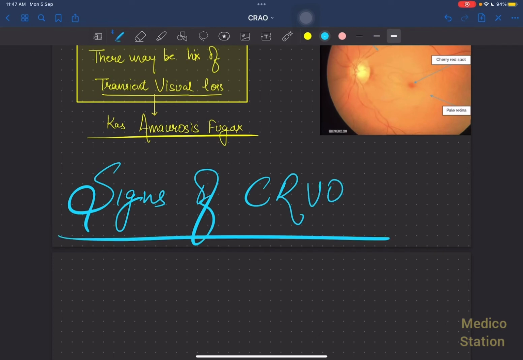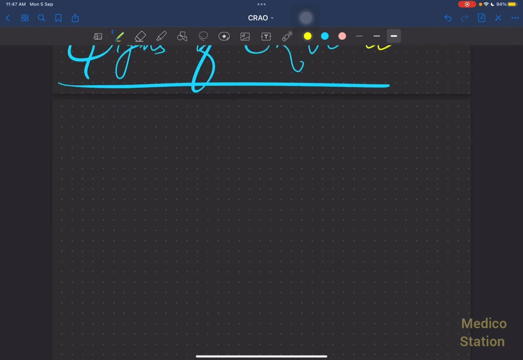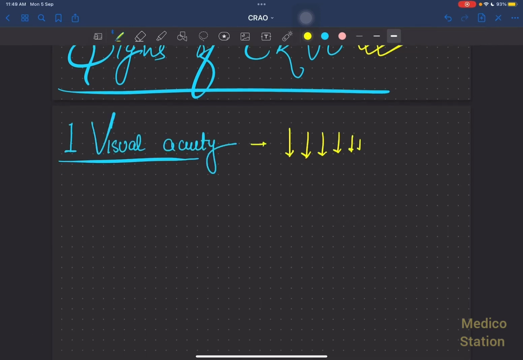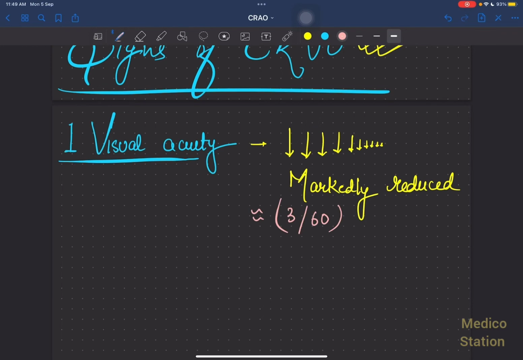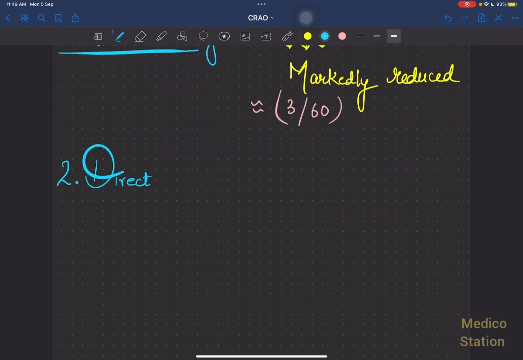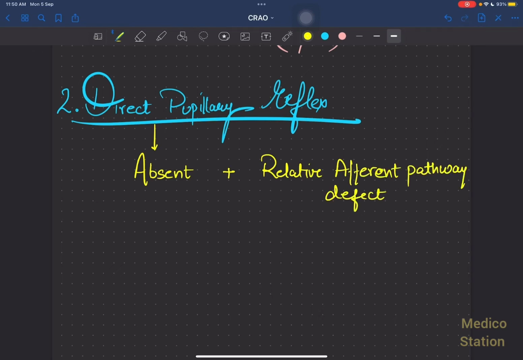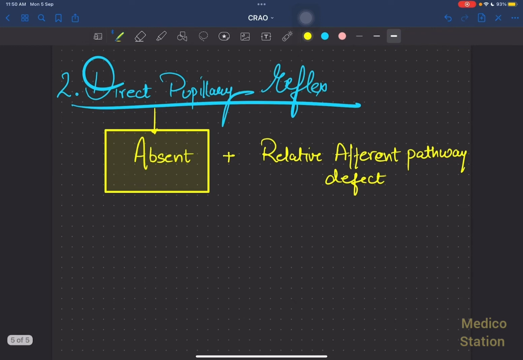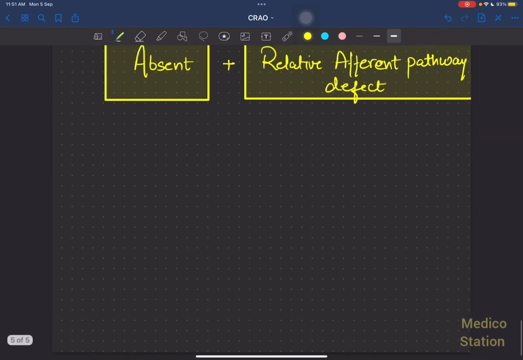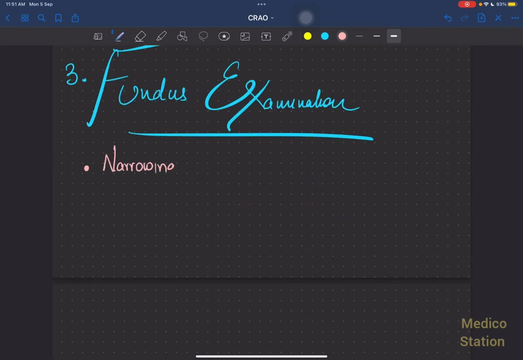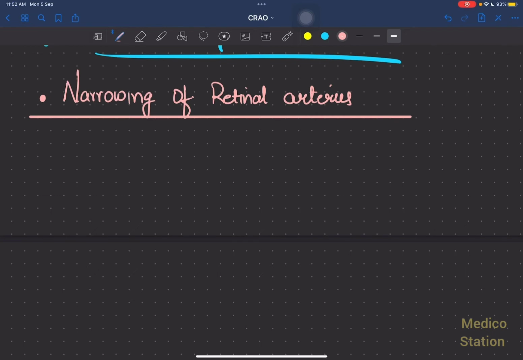Coming to the signs of CRAO, they are very important. First sign is visual acuity. So we test for visual acuity. This is markedly reduced to 3/60. Second sign is assessing the direct pupillary reflex, which is absent in these cases, and a relative afferent pupillary defect can also be precipitated. Signs to look for in fundus examination: first sign is narrowing of retinal arteries.